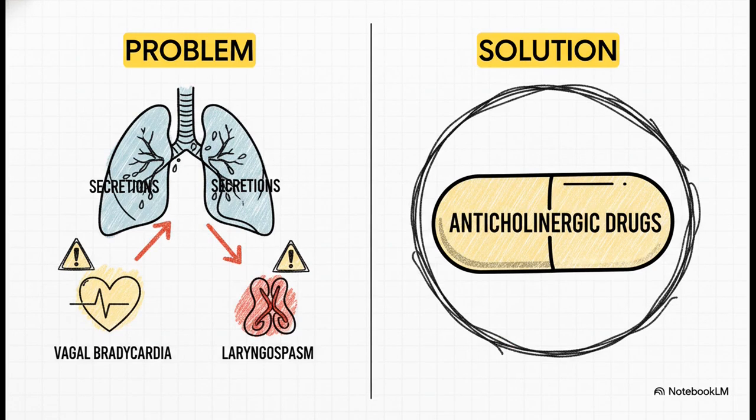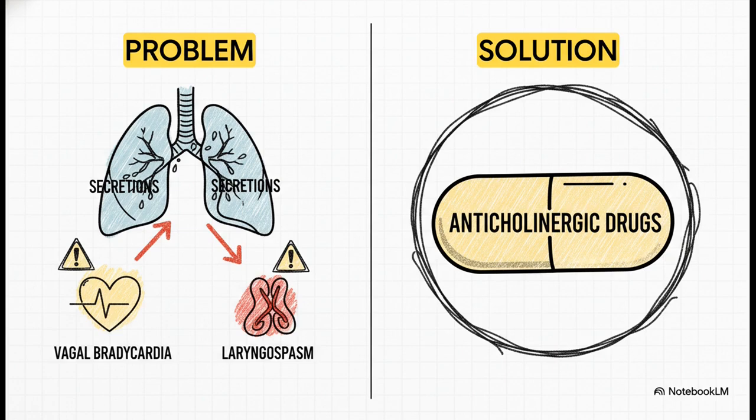Okay, now for a very interesting problem. During surgery, the body can sometimes produce a lot of saliva and other secretions. This isn't just messy, it can be dangerous. It can trigger reflexes that slow the heart down, which we call vagal bradycardia, or even cause the vocal cords to clamp shut, a laryngospasm, which can block the airway. So how do we stop this?